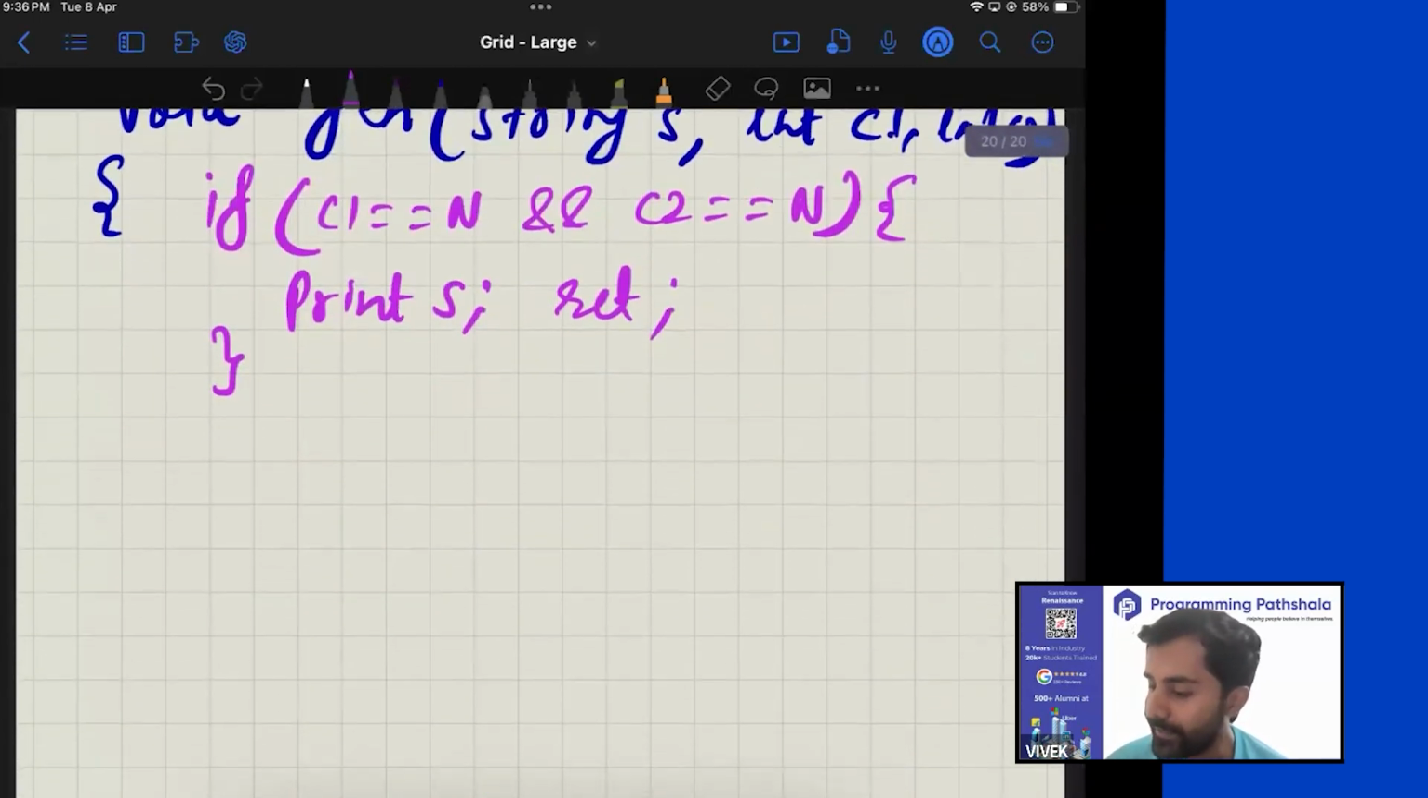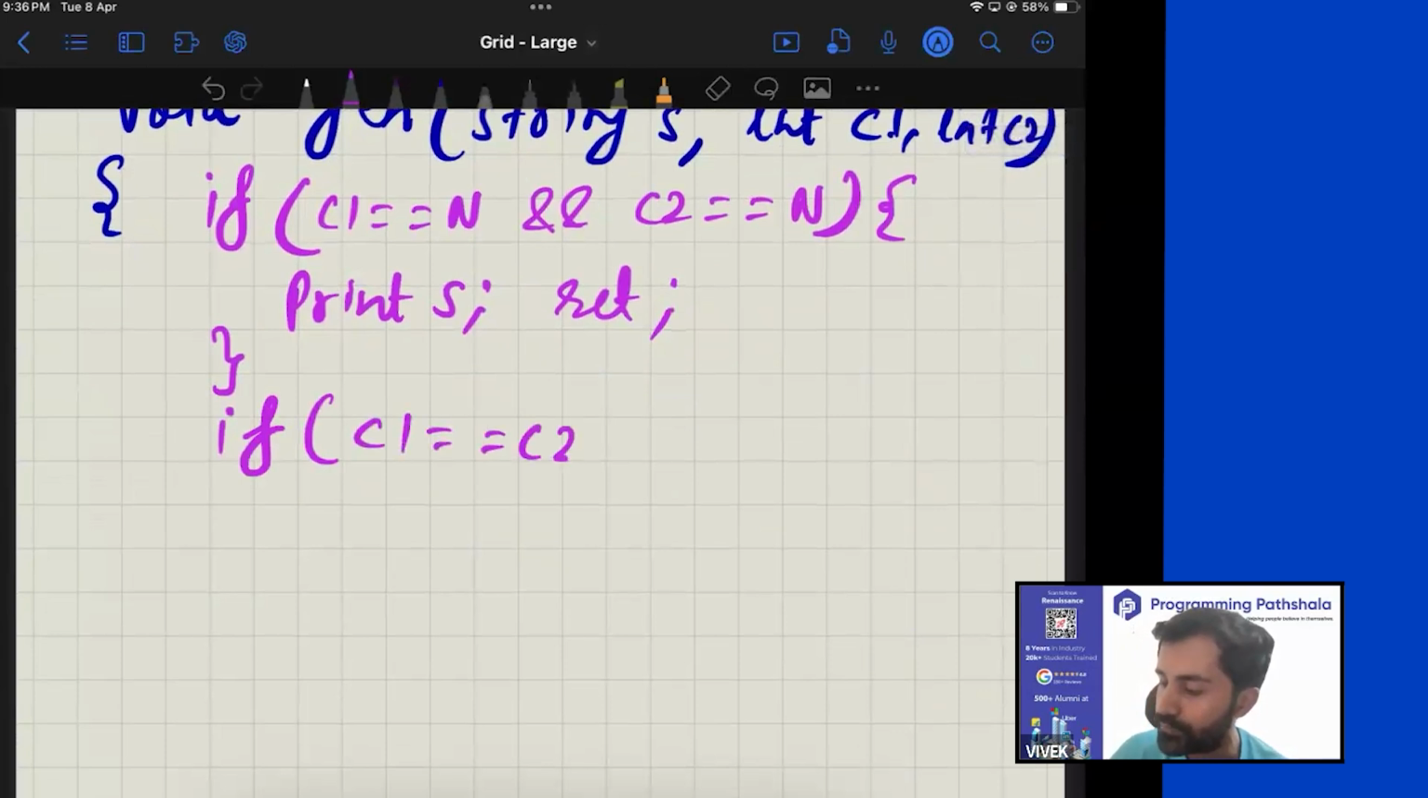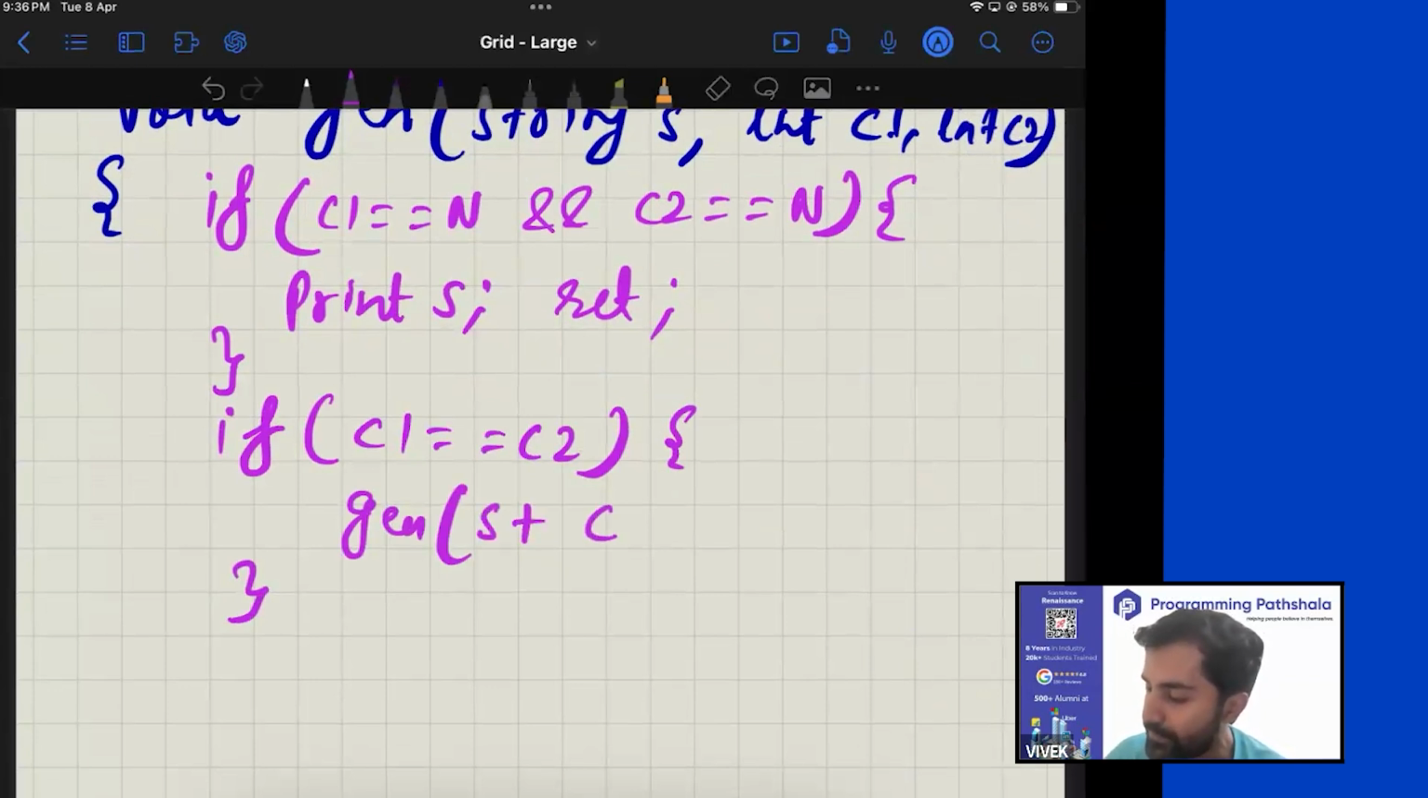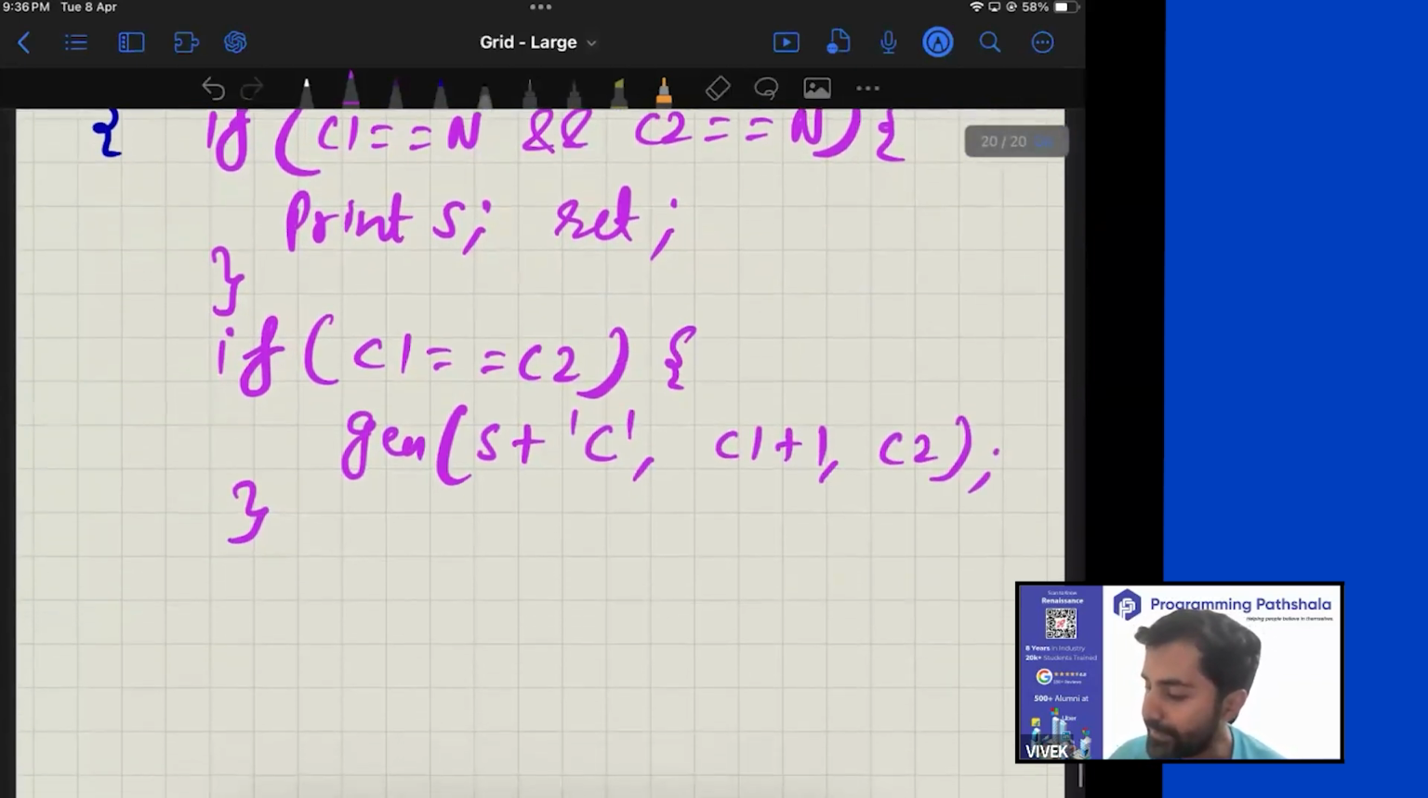So I would say that, at this point of time, if count 1 is equal to count 2, that means the number of opening and closing braces are the same. If the number of opening and closing braces are the same, in that case, I'll be making only one function call where I will be appending my string with an opening brace, and now this will become C1 plus 1 and that will remain C2. You understand this, right? What to do in the else case?